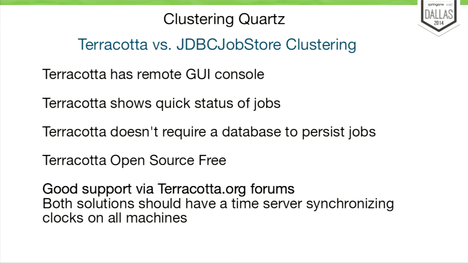For both solutions, if you're going to implement this, make sure that you have a time server synchronizing the clocks on the machines. If the clock gets too far off, Terracotta will think something's wrong, and then it'll start what they call shunning nodes. It'll say, you're trying to talk to me, but your time is way off, like 15 minutes plus. It'll not let it talk because it thinks maybe something sketchy is going on. So you've got to make sure you do that.